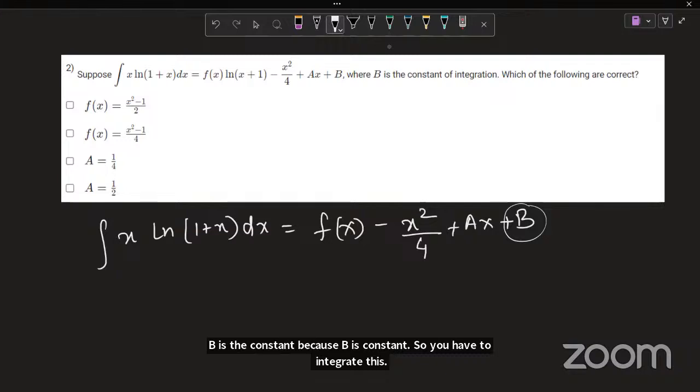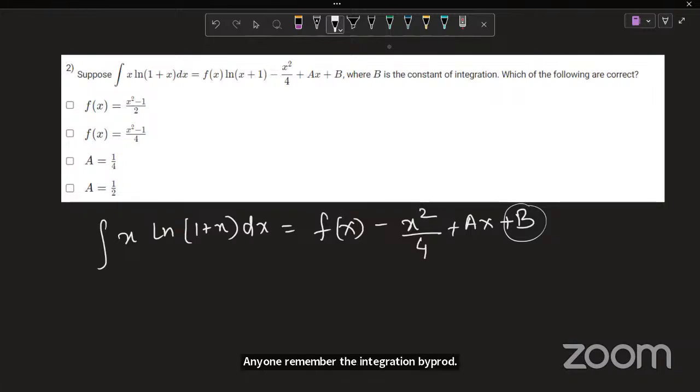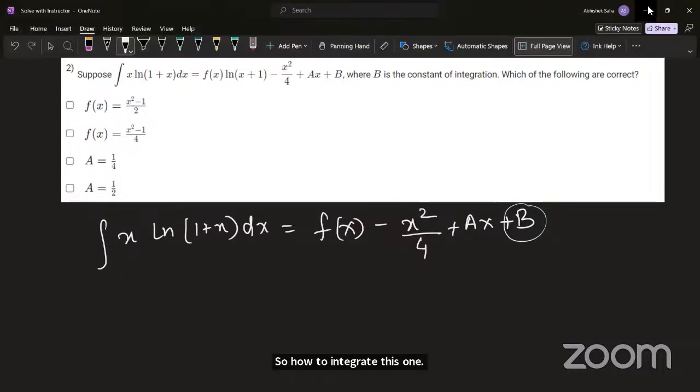Does anyone remember the chain rule, integration by parts and the product rule? Integration by parts, yes sir. Sir, did you miss a part there, like ln(x plus 1)? There is no limit here. This is the indefinite integration. Yes, indefinite.